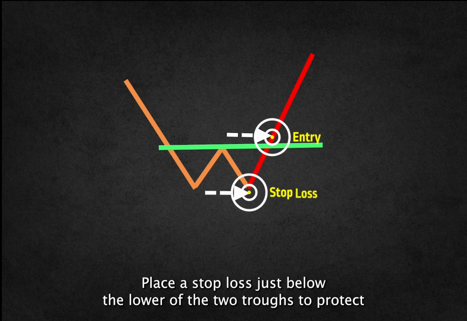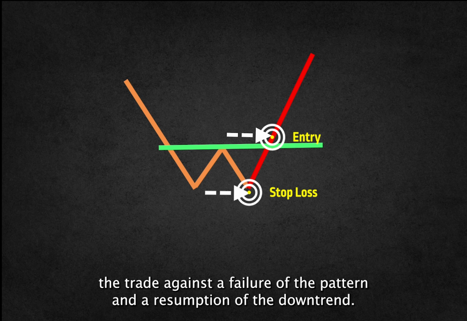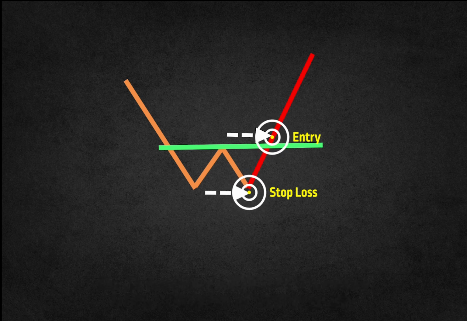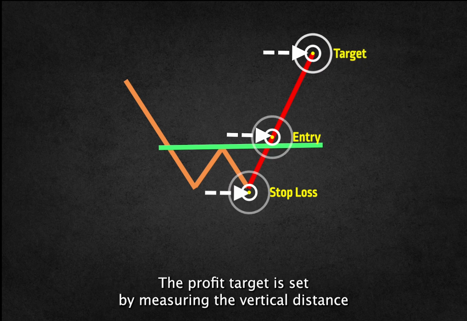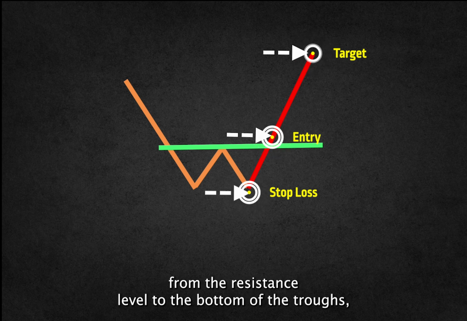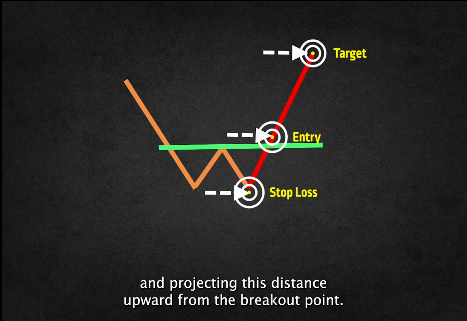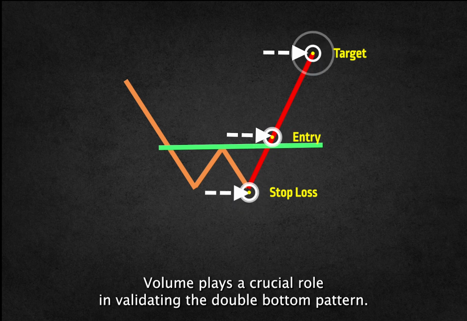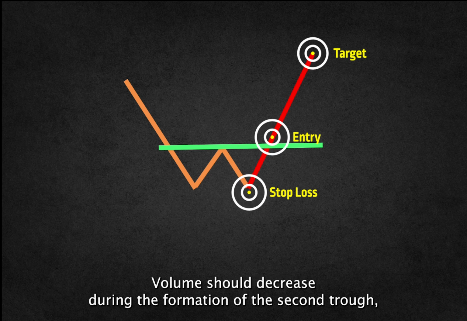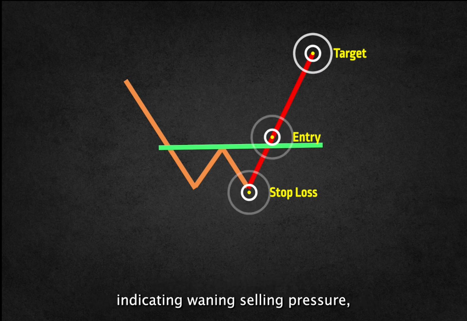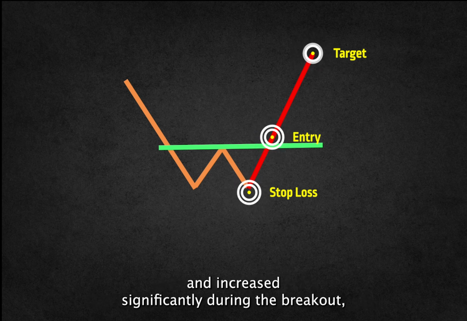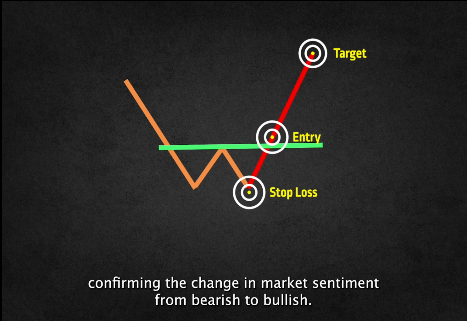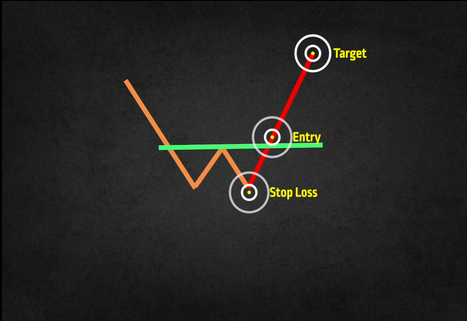Stop loss. Place a stop loss just below the lower of the two troughs to protect the trade against a failure of the pattern and a resumption of the downtrend. Profit target. The profit target is set by measuring the vertical distance from the resistance level to the bottom of the troughs and projecting this distance upward from the breakout point. Volume plays a crucial role in validating the double bottom pattern. Volume should decrease during the formation of the second trough, indicating waning selling pressure, and increase significantly during the breakout, confirming the change in market sentiment from bearish to bullish.